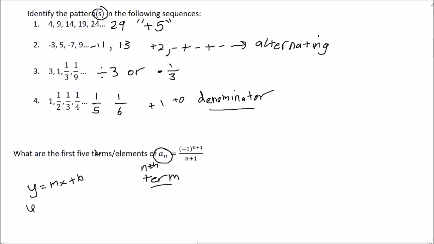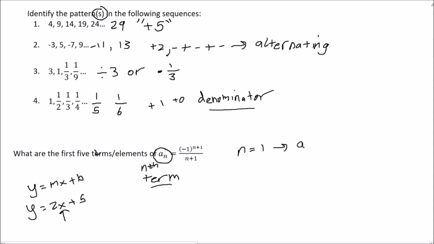Like maybe you had y equals 2x plus 5, and then you knew that you could plug in numbers for x and get out values. It's the same thing. We plug in numbers for n. Okay, so when they say the first 5 terms, what they mean is we're going to start with n equals 1. So if n equals 1, since n is 1, now we're going to replace all the n's in this rule with 1.